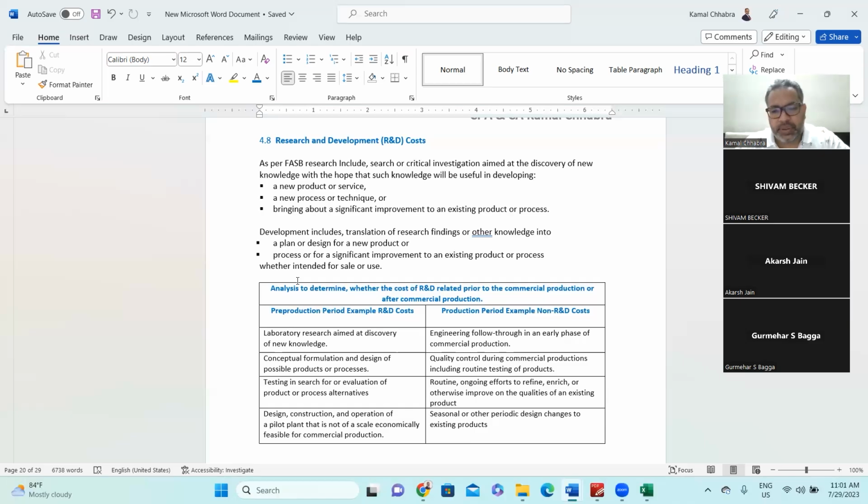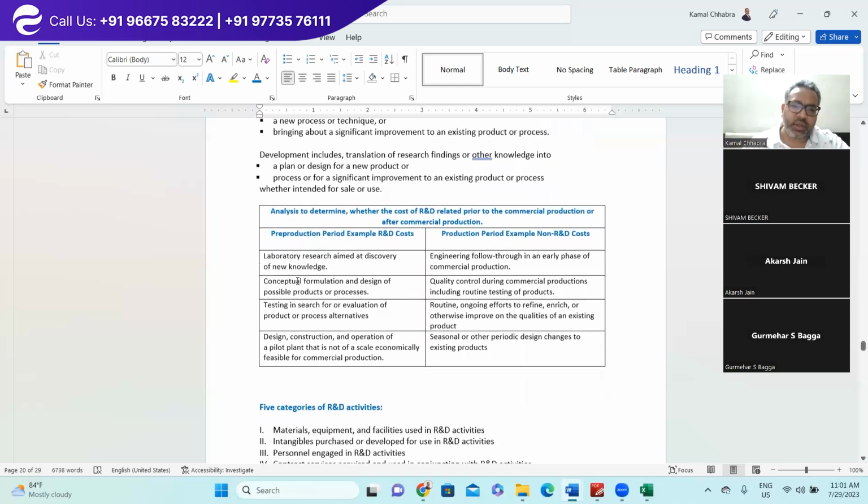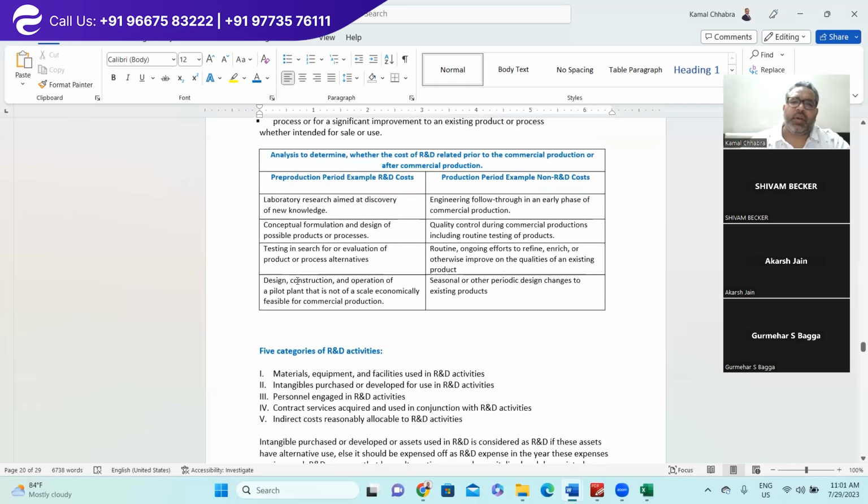Second is developing that, right? So they are two different things: one is the research phase and the second is the development phase. First you need to do analysis to determine whether the cost of research and development relates to the period prior to commercial production or after it. Any expenditure you make prior to commercial production, but after the feasibility study, like we have discussed, you can capitalize, but any expenditure you make after commercial production starts will go again to expenses, right?